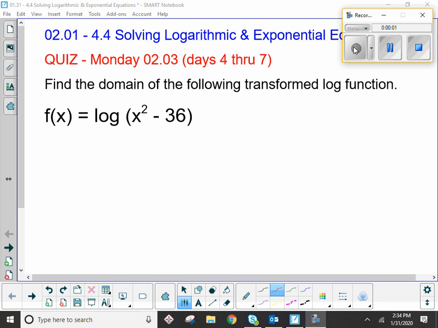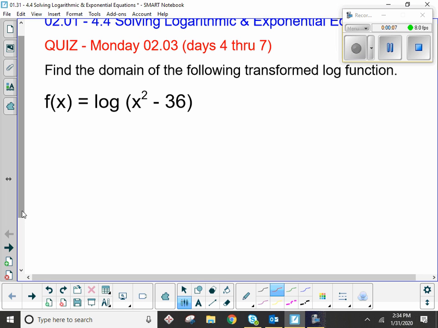So we are finding the domain of transformed logs. Yesterday, actually a college professor did not review what they did yesterday, but I'm going to because it's not college, it's still high school.